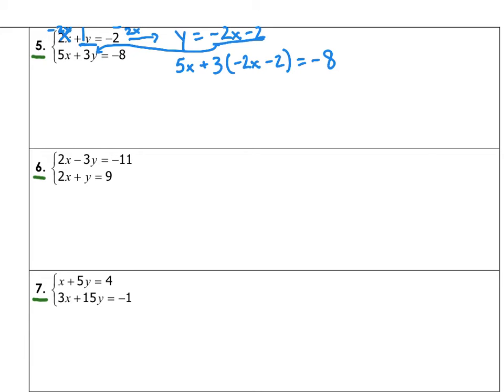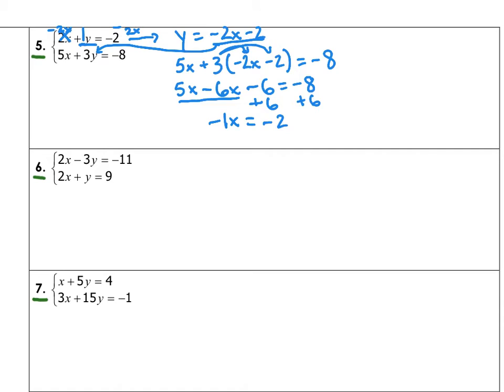Now we're going to solve this like a multi-step equation. That's all it is. I'm going to do the distributive property here, after which I'm going to combine like terms. 3 times negative 2x is negative 6x. 3 times negative 2 is negative 6. This all equals negative 8. And just like the last problem I did on the previous page, I'm going to combine like terms, and I'm also going to get this constant over to the other side. So 5x minus 6x is negative 1x. This is equal to negative 8 plus 6, which is negative 2.